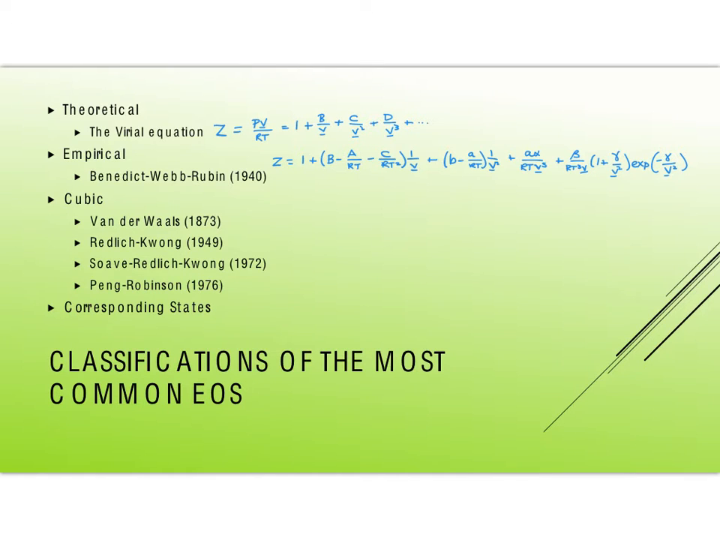The third category is the cubic equations of state. Now, there are many of these. The first and best known originating family for this was the van der Waals equation, developed in 1873. There are many, many others. The three that people have persistently used have been the Redlich-Kwong, Soave-Redlich-Kwong, and Peng-Robinson.